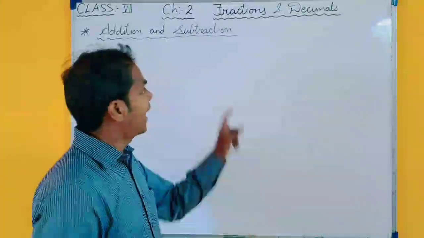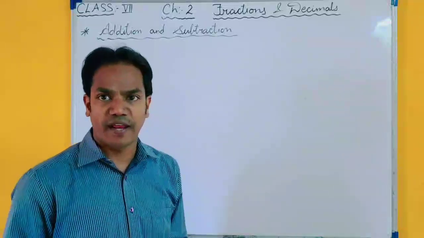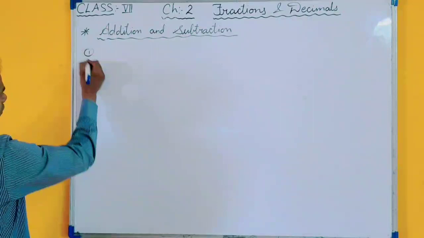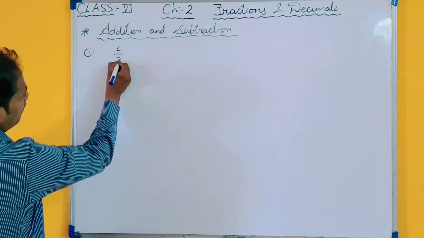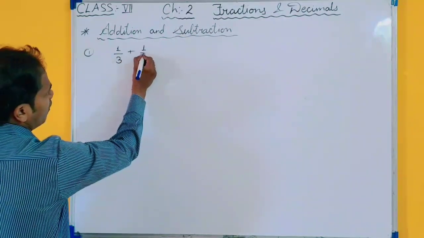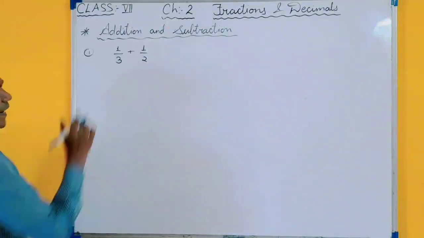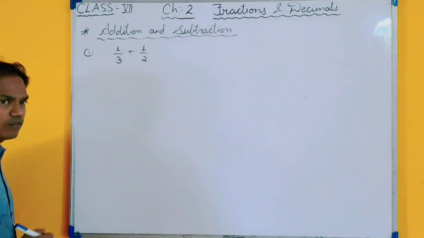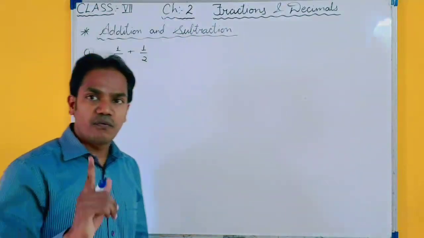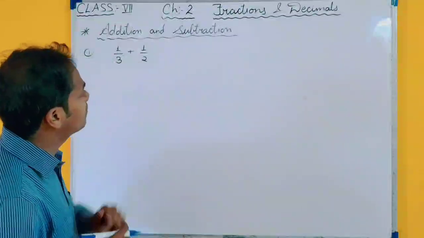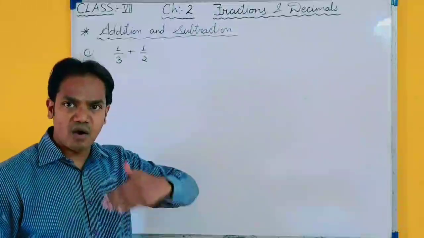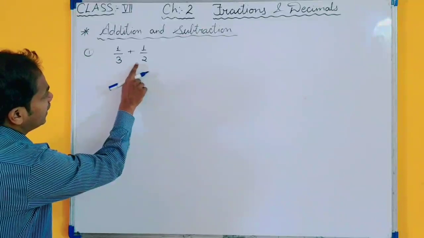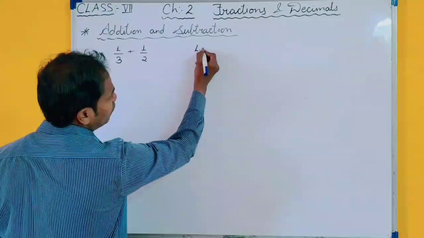Now we will learn addition and subtraction of fractional numbers. We will take some examples. Okay, first question I have taken 1 upon 3 plus 1 upon 2. This is addition of fractional numbers. Both are proper fractions. So how will you add these numbers? Your first step, you will take LCM of your denominators. Denominator means down value. Okay. 3 and 2. What is LCM of 3 and 2?